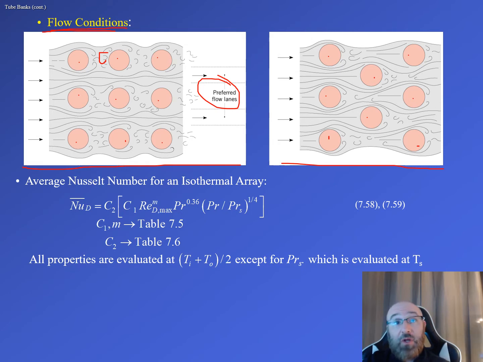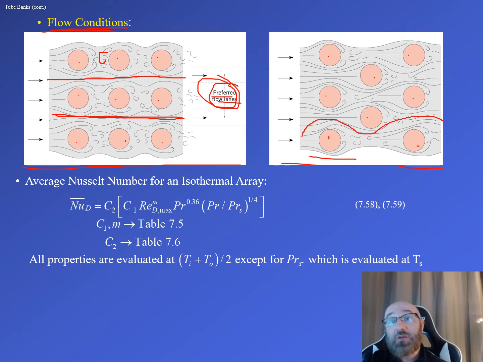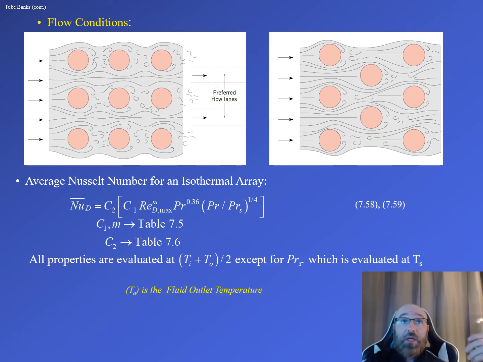So the thing to really notice within these diagrams, as we talk about these preferred flow lines, is that when they're not staggered and they are aligned, it does give you that path to go through for these preferred flow lines. Whereas with the staggered array over here on the right, you really don't see that. It's still got to follow around each of those cylinders within the bank. Now, typically what we want to know and calculate is the average heat transfer coefficient for the entire tube bank.